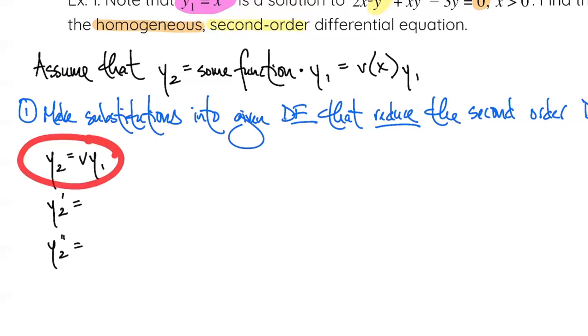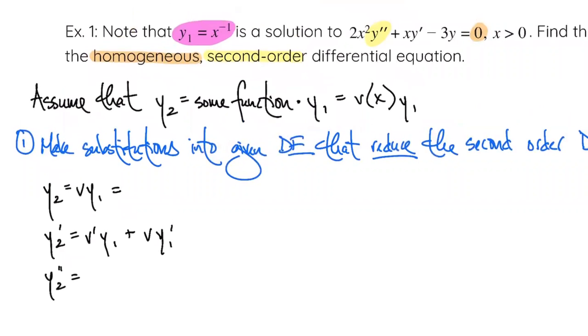So when we take our y2 and we want to find the derivative, we 100% better use product rule. In fact, we will get v prime y1 plus v times y1 prime. Okay, so in symbols, that would be what I do generically. But we actually have a function for y1. So let's go ahead and use that, the pink function. So instead of y2 equals v y1, we're going to say that it's vx to the negative 1.